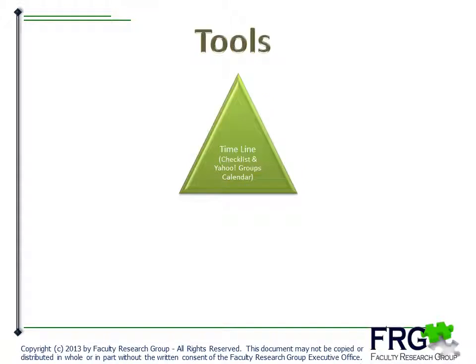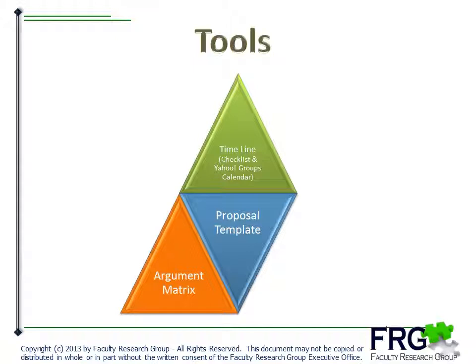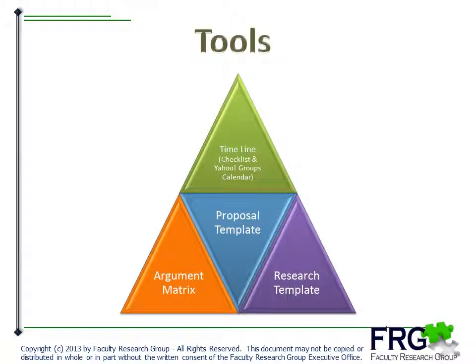On this slide, you will see a diagram of all the tools you will be using in your research committee. The Research Project Manager will use the timeline checklist document and Yahoo Groups calendar. The calendar is a wonderful resource to keep the team organized. Another tool is the argument matrix that helps provide the vision and direction for the team. The third tool is the proposal template that your team will use for the writing of the proposal. The research template will be used for the research process.